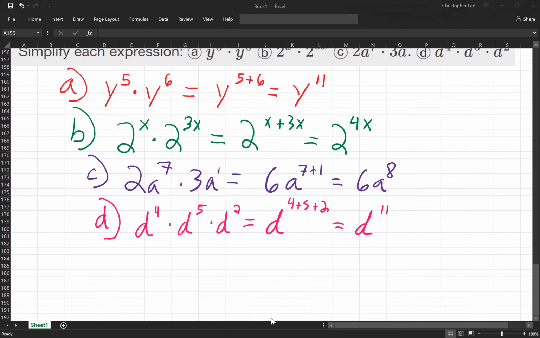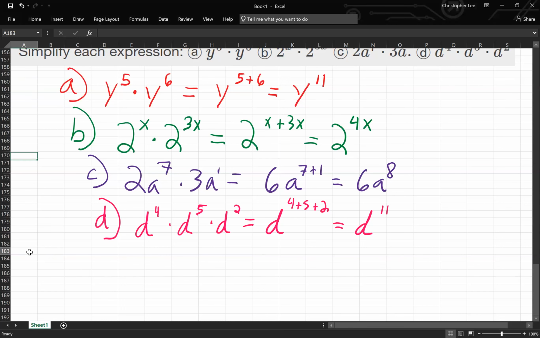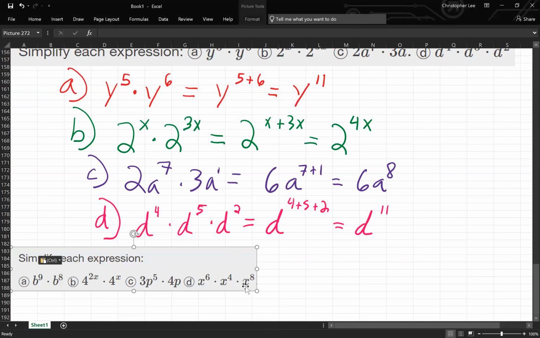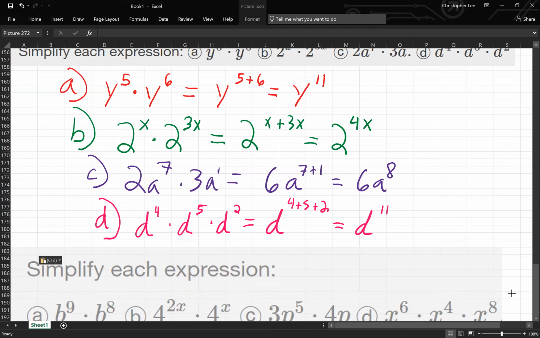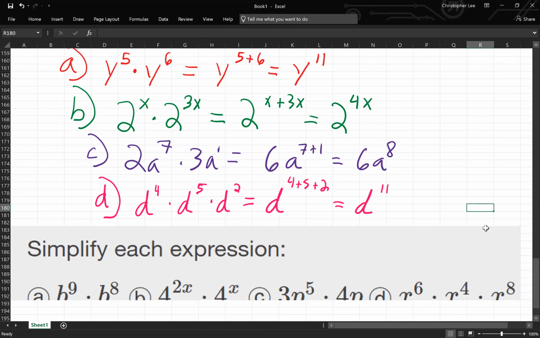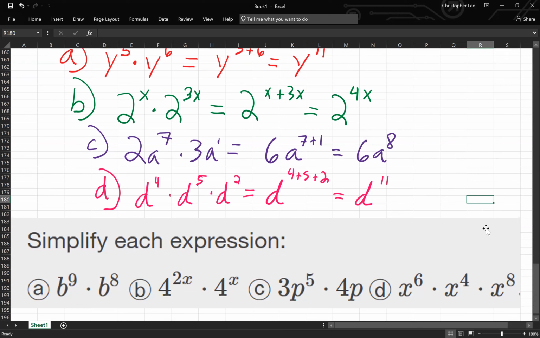So two with a big X, is that what it is? Two with X, like a big X, is a variable. That's a little bit different. Two A has a variable A on it. Two B doesn't have a variable. That X is the power. Yes, the X is the power. And that's why it's being added.